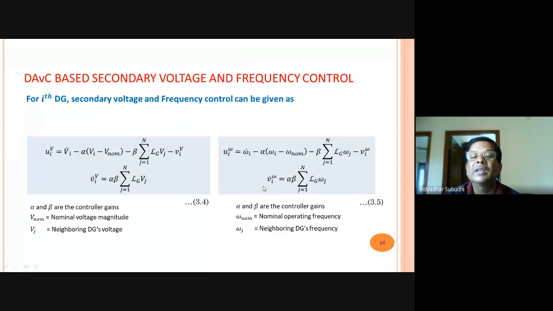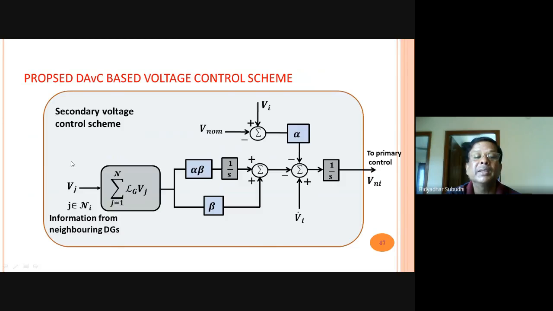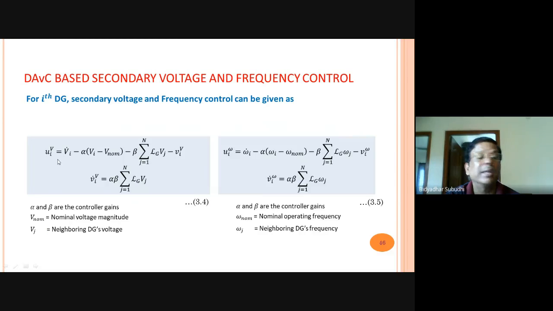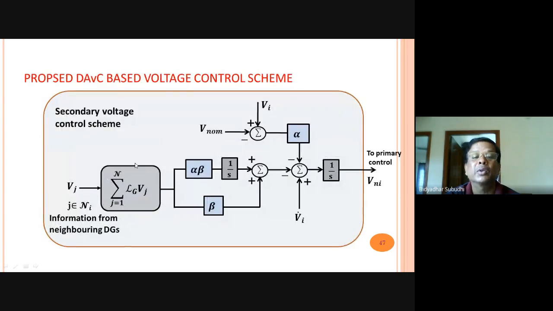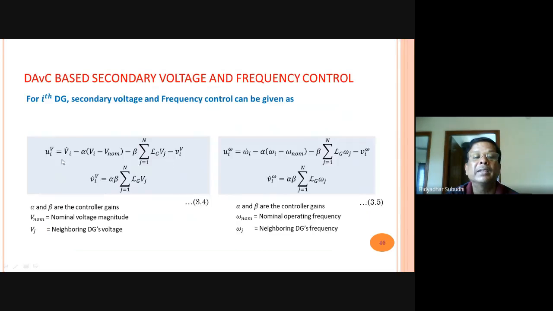That means all these outputs, the frequency and the voltage, can be regulated at their nominal values v norm and omega norm. So these two equations are then represented by a control structure. So this control structure gives the voltage control loop. If you look at it, your ui v equals vi dot minus alpha this term and this term.